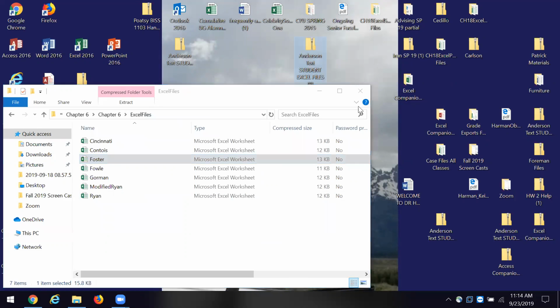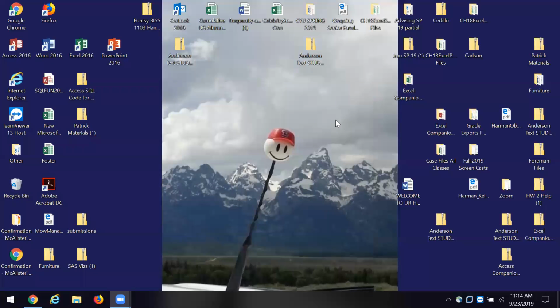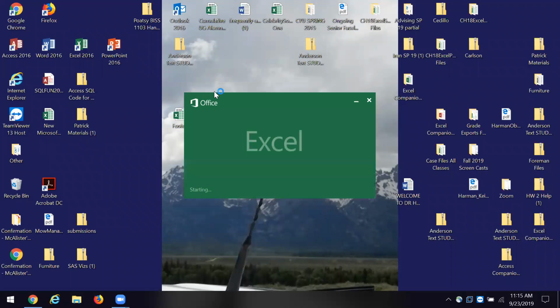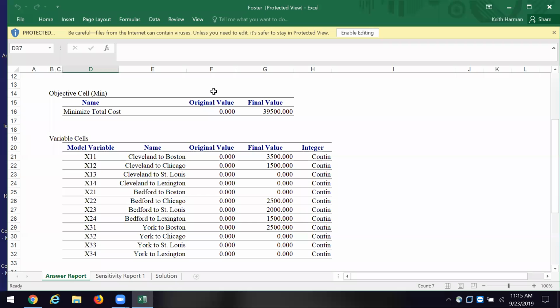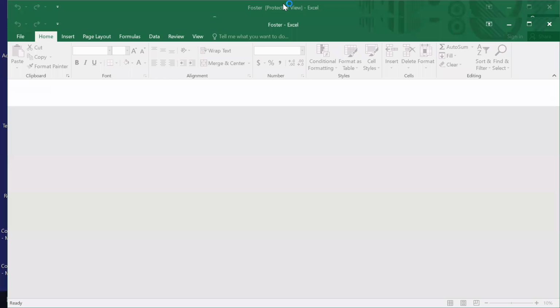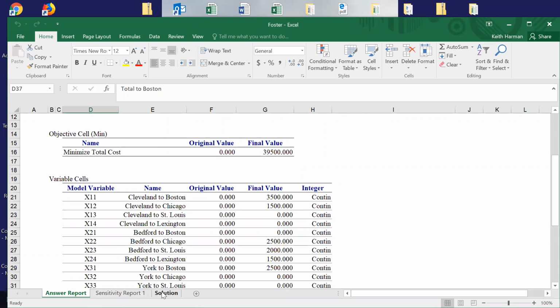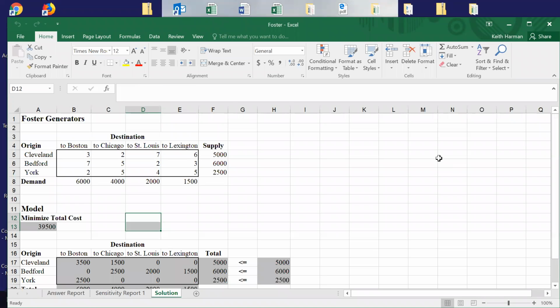Now, this is a little bit different problem. There's Foster. I'll throw it out here. Now let's open it up, take a gander at it. And here we are, the generators problem, and here's that matrix that we had, and the supply, okay, and the destination and the cost per unit, okay? And then we're trying to minimize that total cost.